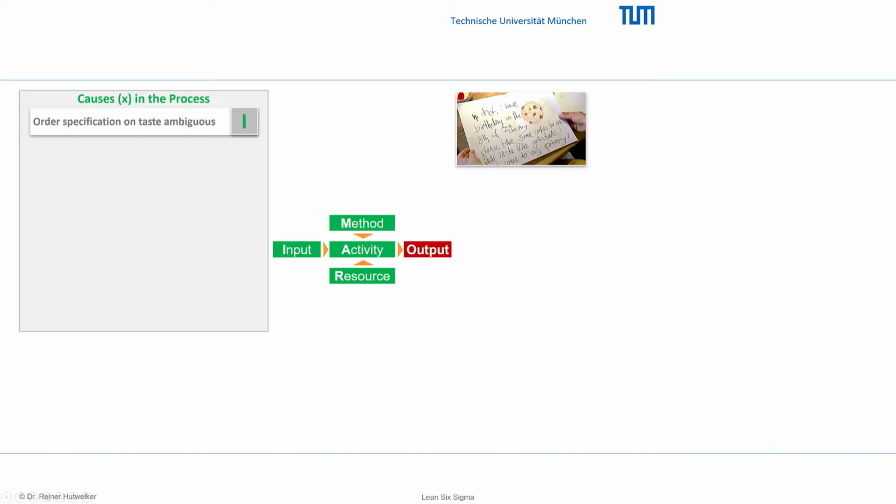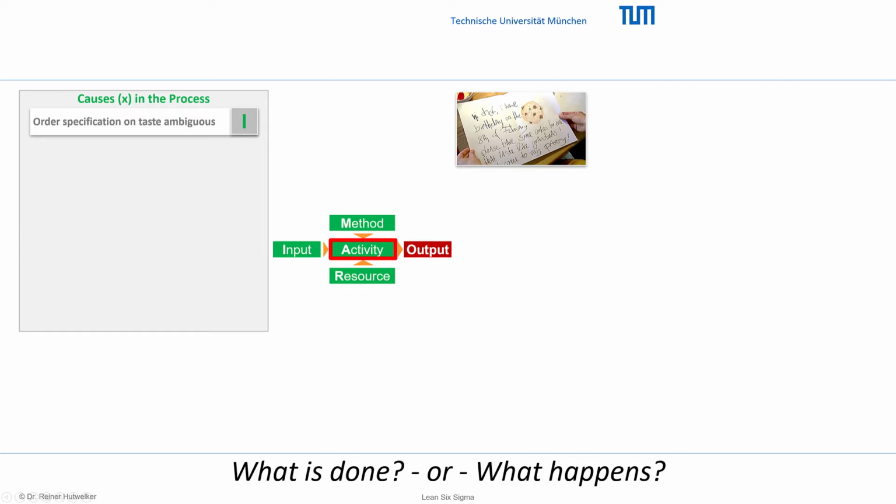The activity of a process transforms an input into an output or transfers an object from an input to an output location. Thus, you can identify activities by the question, what is done or what happens? This activity can be digital, mechanical, or manual. We could observe our chef in a chain of manual activities, for example weighing the ingredients, shaping and baking the cookies, and finally delivering the tin with cookies.